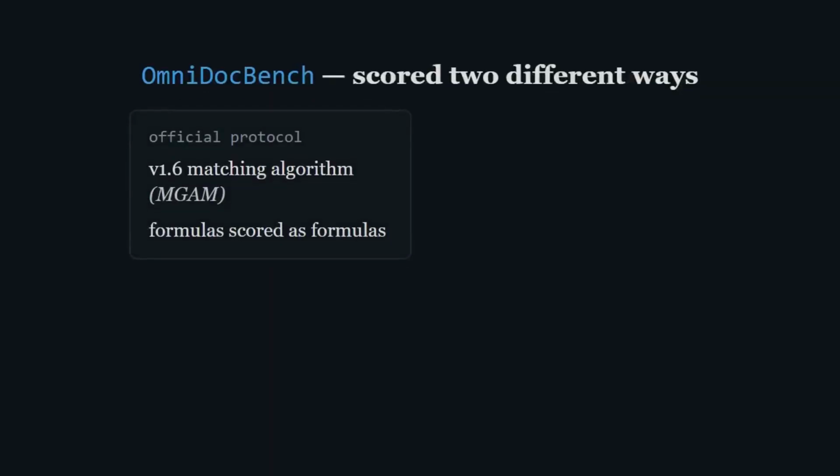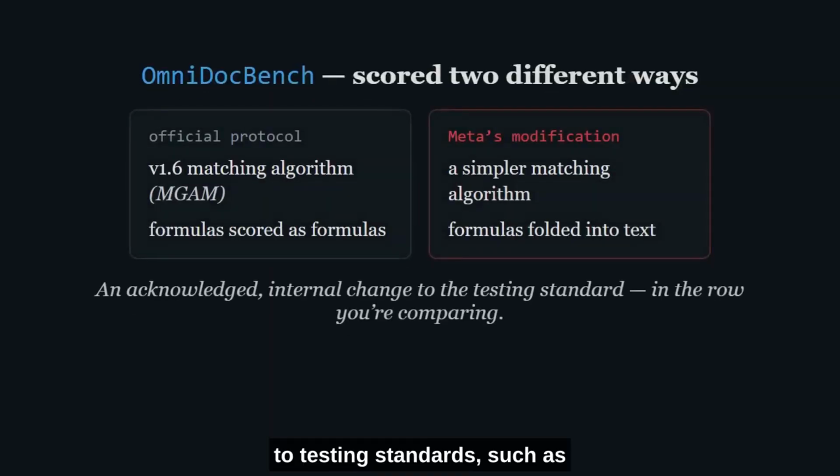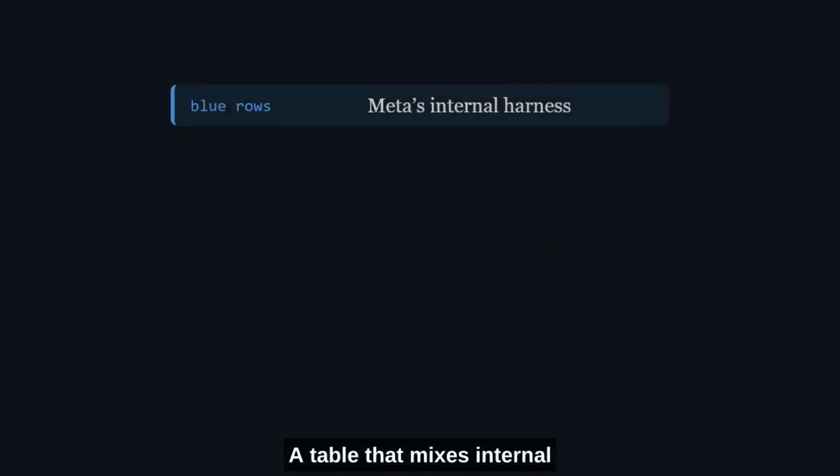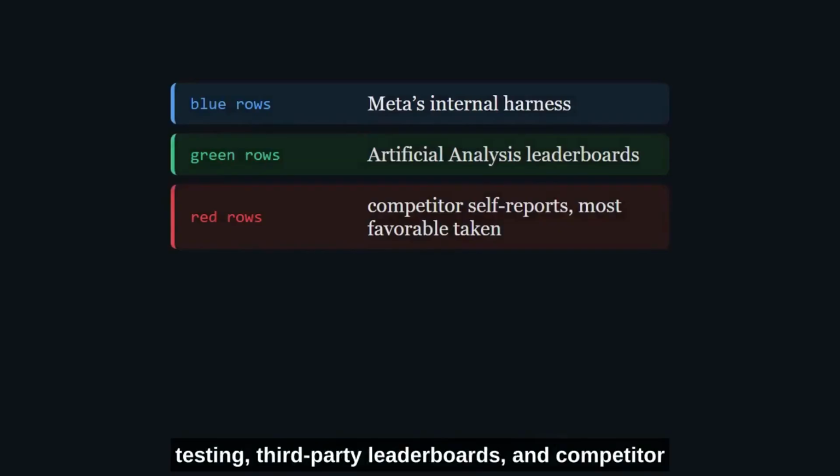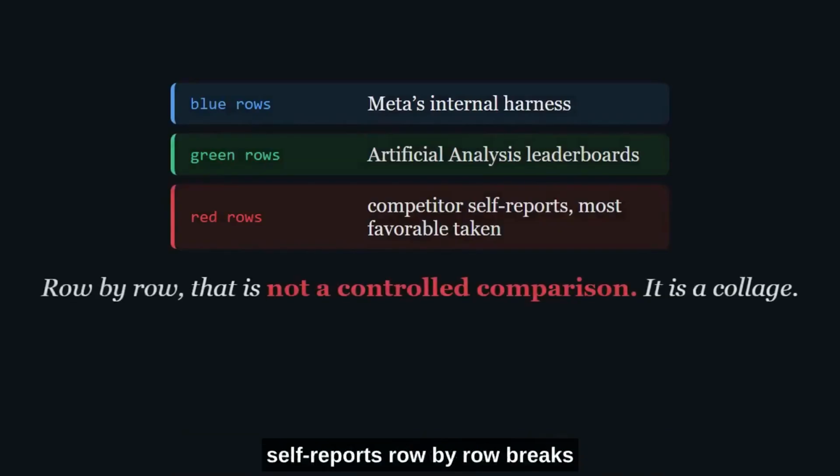Furthermore, Meta acknowledges internal modifications to testing standards, such as employing a simpler matching algorithm for OmniDoc Bench than the official protocol demands. A table that mixes internal testing, third-party leaderboards, and competitor self-reports row by row breaks the fundamental rules of a controlled comparison.